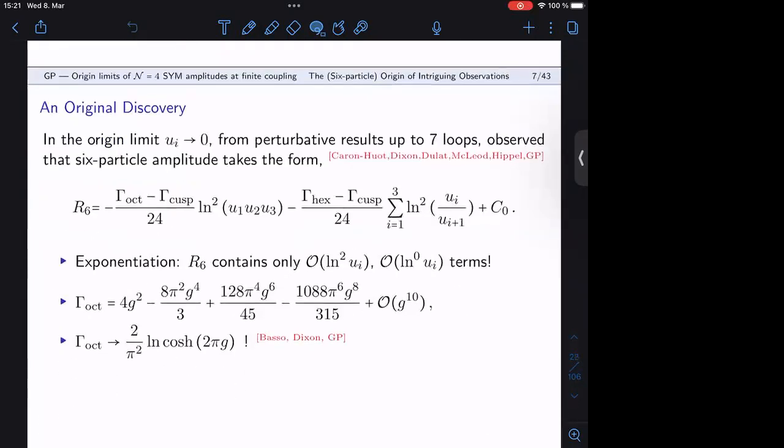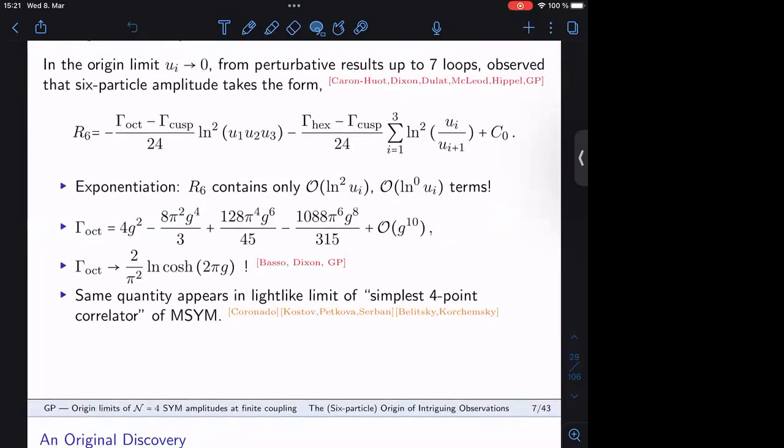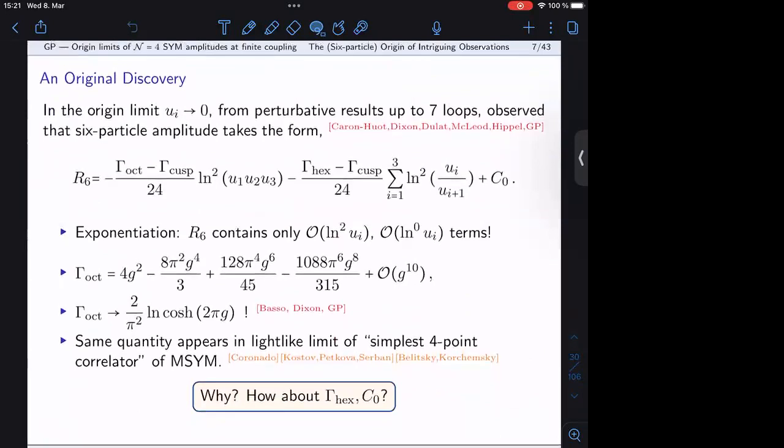And even more so, by just staring at it, one can actually express this in a one-line finite coupling formula for this anomalous dimension. This is what we noticed and we got excited at the very beginning. Of course, this quantity was not the first place it had appeared. It had already appeared in the light-like limit of the so-called simplest four-point correlator, or the octagon, the large charge four-point correlator, analyzed by many people. The light-like limit was taken by Belitsky and Korchemsky.